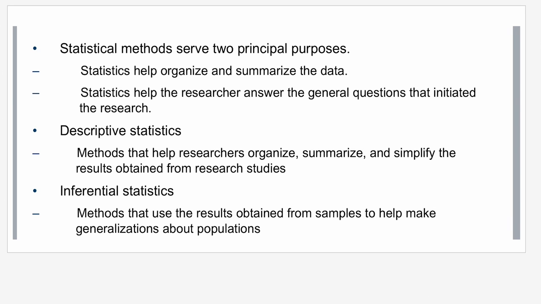Like I said, inferential statistics takes it a step further. They are the methods that use the results that we obtained from a sample to help us make those generalizations that we've talked about to the population. We've talked about several times that one of the goals of research is to use the results that we get from the samples in order to say, if this was true here, then it's likely true for the larger population that we pulled the sample from. And inferential statistics is what allows us to do that.